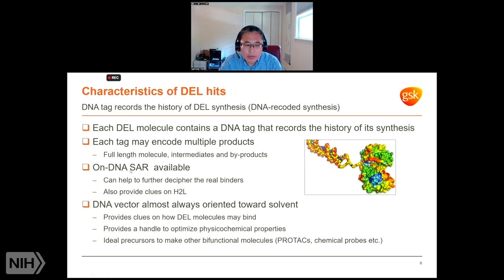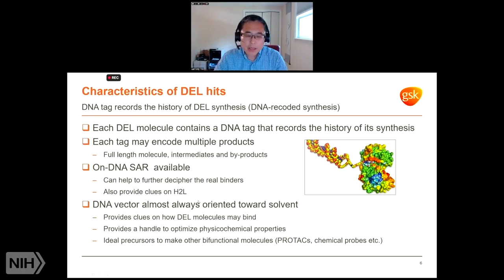And there's a wealth of on-DNA SAR information available due to the large number of DEL molecules that can be screened. Also, this information can provide further information to decipher the real binders, and also provide clues for the subsequent hit-to-lead effort.